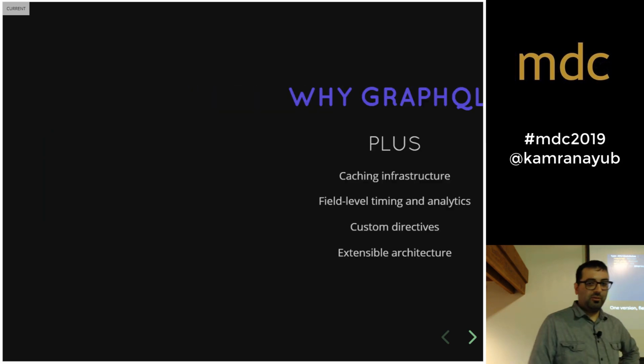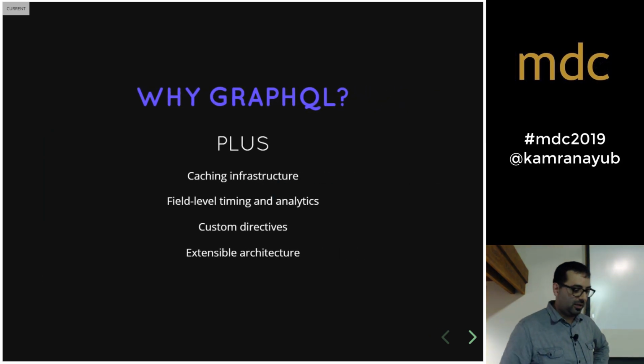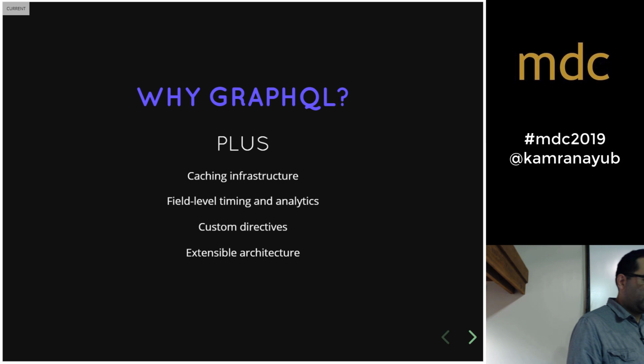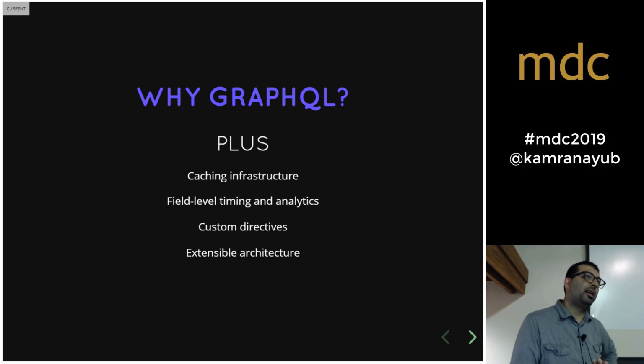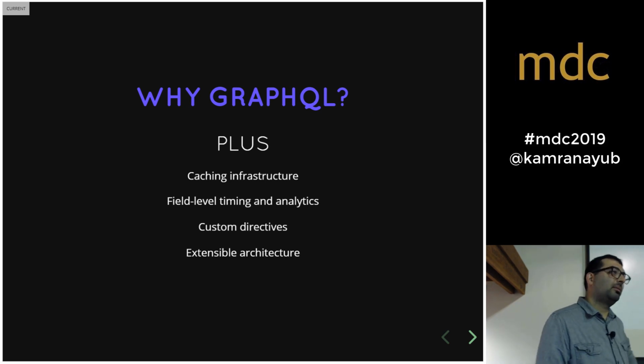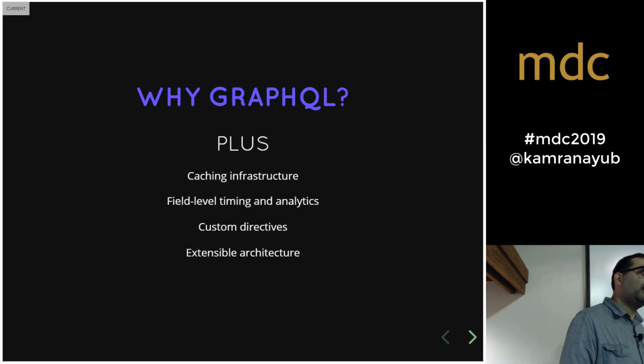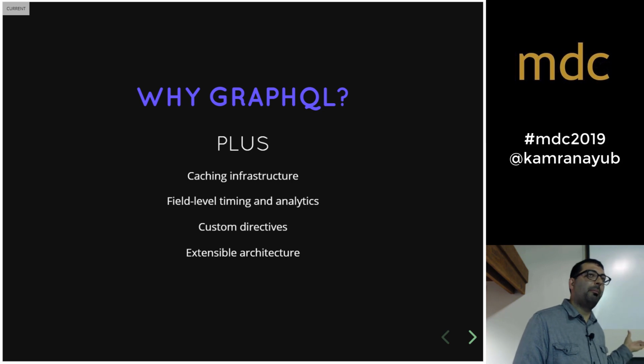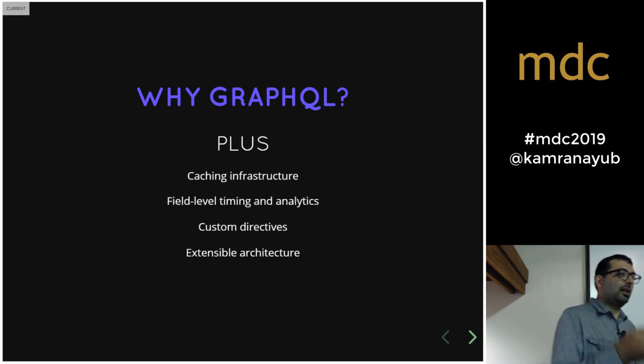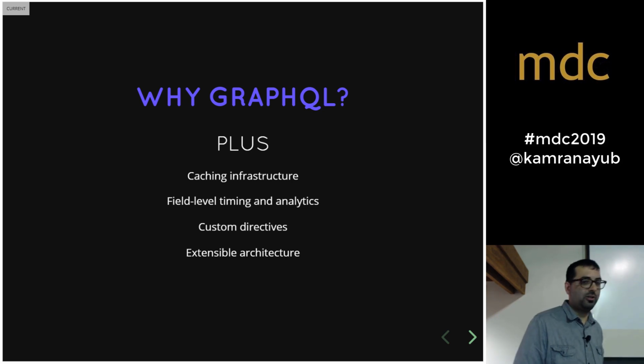There are a bunch of other benefits to using GraphQL. We're not going to go into too much depth, but depending on what server you're using, you can sometimes get caching built in. So you get caching infrastructure. Like I said, you can get field level timing and analytics. Some of these companies like Apollo have a cloud product you can hook up to, and it gives you all sorts of performance metrics and instrumentation.